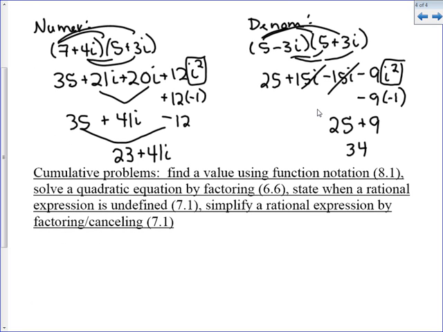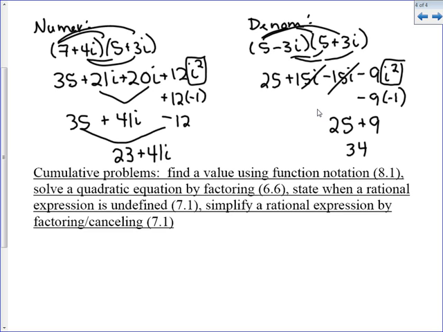So the cumulative problems. You will see one problem from 8.1 where I want you to find a value in function notation. So I give you f of x, I want f of 2, for example. Solve a quadratic by factoring. Know how to solve quadratics by factoring. State when a rational expression is undefined. That's when my denominator is 0. Simplifying by factoring, canceling. So there will be a little bit of factoring at the end.